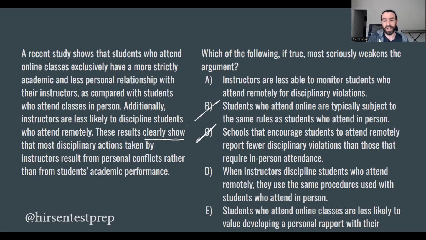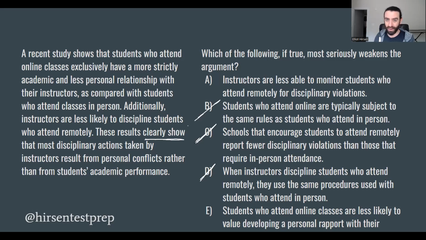Answer choice D says when instructors discipline students who attend remotely, they use the same procedures used with students who attend in person. Are we seeing a bit of a pattern in our wrong answers? Here's that equivalence again. They use the same procedures. We're looking for a difference between online and in-person students to account for a difference in how they're disciplined, and certainly no plausible alternative explanation offered. Let's get rid of D. And we're down to just A versus E.